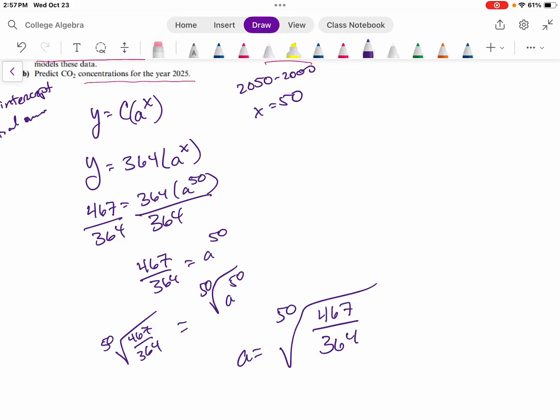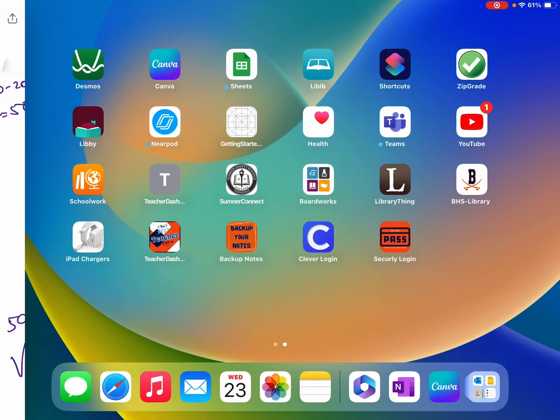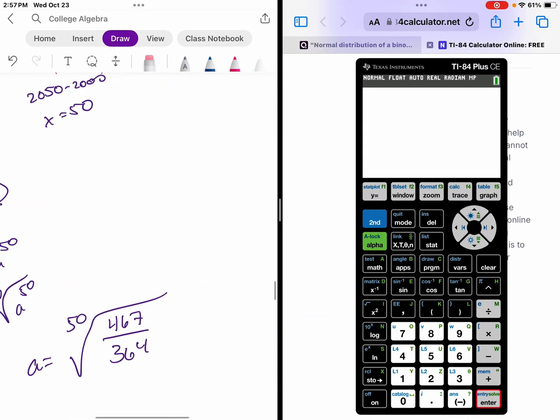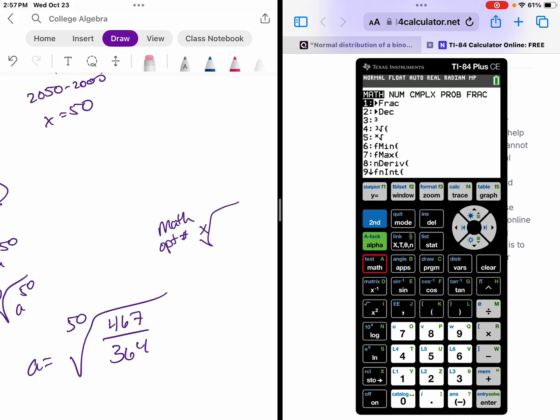So let's get a calculator going. I want to do the 50th root, so I'm going to go to the math button. When I go to math, I'll notice option 5. Option 5 says X root. That allows me to put whatever root I want to have. It allows me to put a number there.